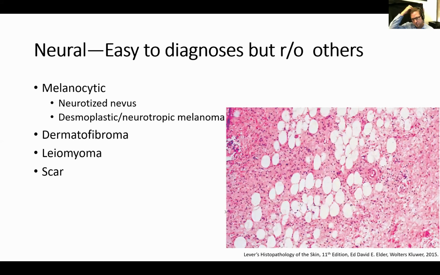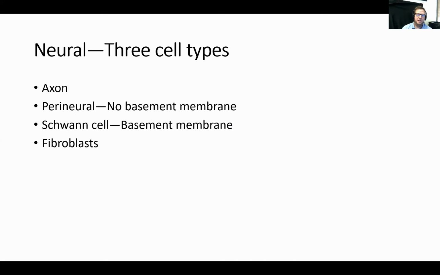This is from the Leber book, but you see small spindle cells infiltrating the fat. And so your first thought would be this is a dermatofibrosarcoma protuberans. It does that, but it's actually not. It's a neurofibroma. So you have to take these into account, and immunohistochemistry helps with these.